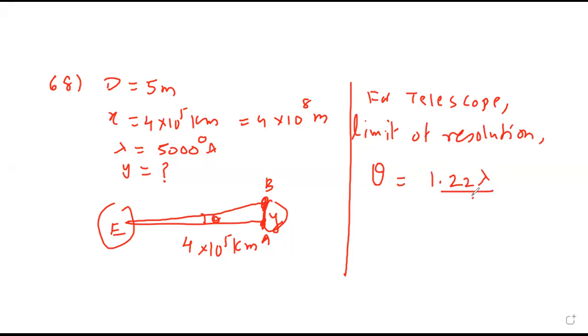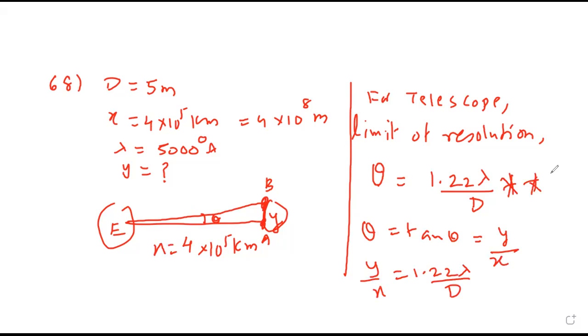Derivation you don't have in the syllabus. It is 1.22 into lambda upon d. Theta can be taken as tan theta for a small angle. What is tan theta? It is opposite side y upon this x. So I can say y by x is 1.22 lambda upon d. This formula is important. Proof is not there for this.